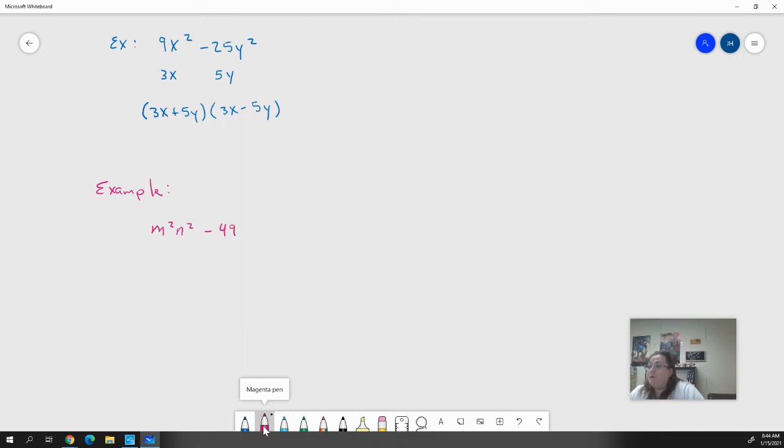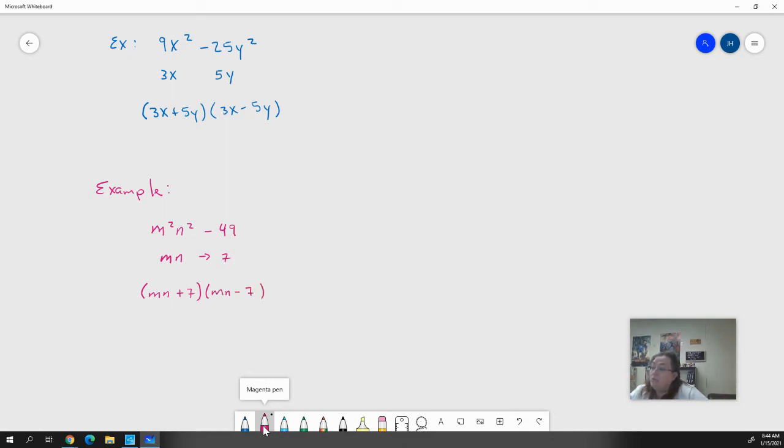Everything here is a square, right? Anytime you have an even number as a power, you're looking in terms of a square, right? N squared is n times n, right? This is m times m. This is n times n. 49, just 7 times 7, right? So I can rewrite this as mn plus 7 times mn minus 7.